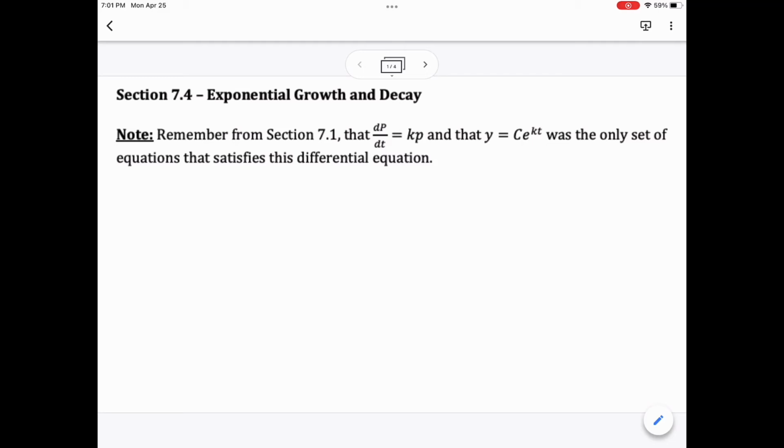Today's lesson is over section 7.4, exponential growth and decay. If we remember from section 7.1, we talked about a differential equation in one of our second examples where population was proportional as it grew. That was the differential equation dP/dt = kP, and one of the only solutions that worked for that differential equation was y = Ce^(kt).